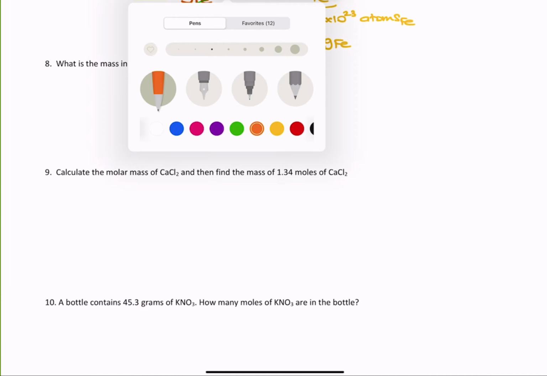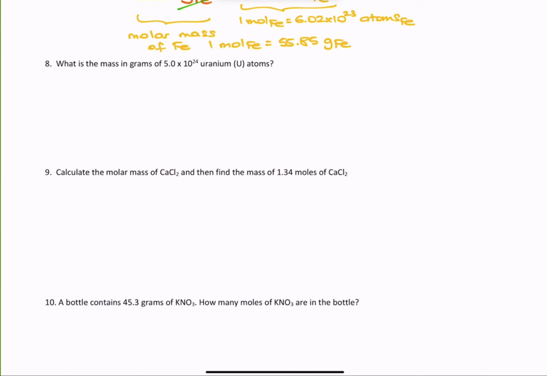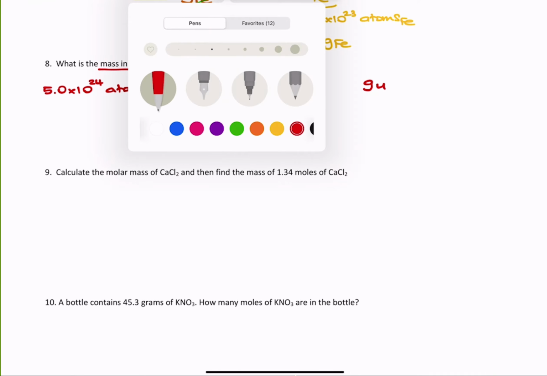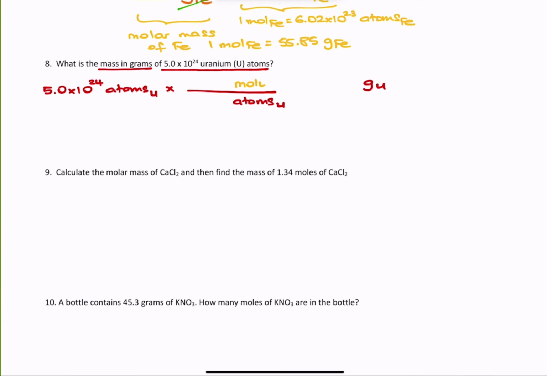Next problem. What is the mass in grams of 5.0 times 10 to the 24 uranium atoms? We are given 5.0 times 10 to the 24 atoms of uranium. We want grams of uranium and to cancel the atoms of uranium. Again, notice that I don't see the golden unit, so I'm going to break this conversion factor to make the golden unit appear: mole of U.